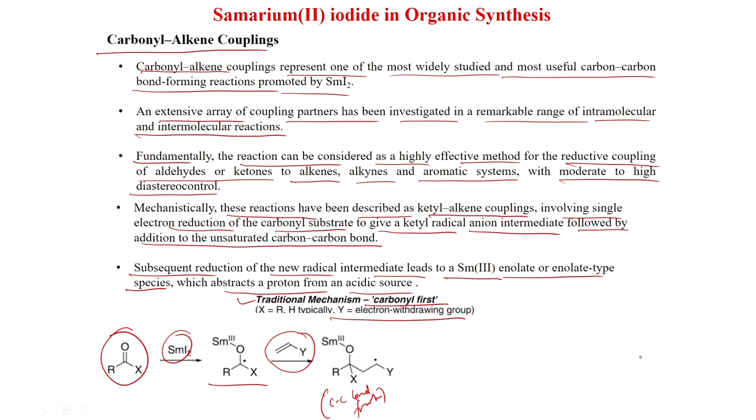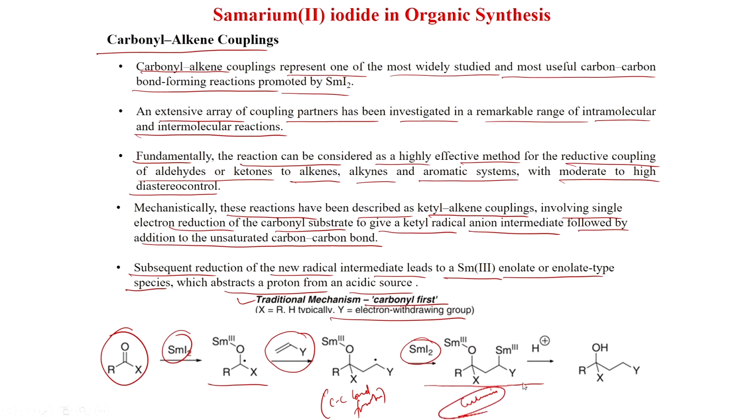And now this radical also is stabilized by the electron withdrawing group, and can react with another equivalent of samarium iodide to generate the anion. So, here a carbon anion is forming, and after a proton source you get this OH, and here also H. This can be considered as a Barbier-type coupling, because at the carbonyl group the anion or radical is generating, and that is adding to the electron deficient olefin.